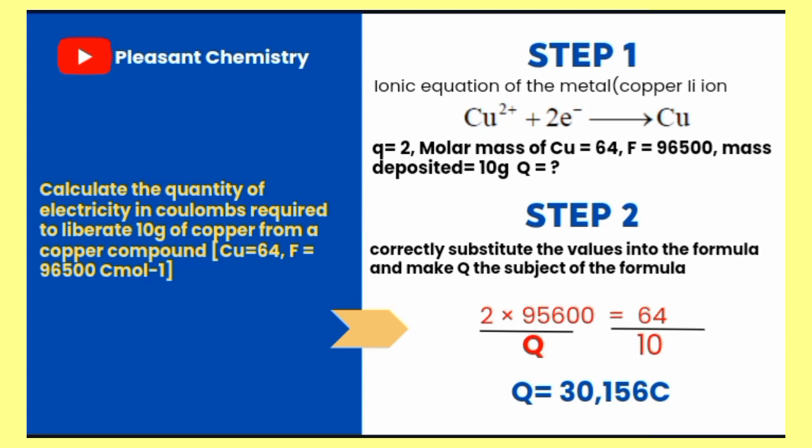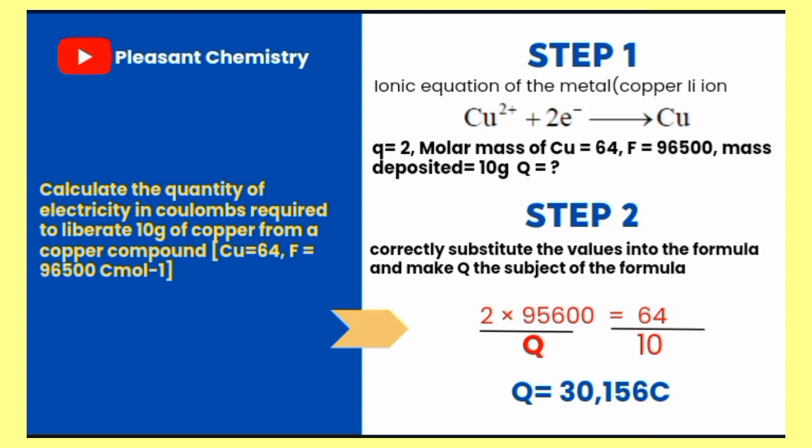Step 1, we are going to write the ionic equation. Actually, when you are solving this in theory, it is important that you write this ionic equation. You know, the charge on copper is what? It is 2 plus, and then we have 2 electrons in order to balance the charge. The number of moles of copper at the reactant side, the left hand side, is 1, and the number of moles of copper at the product side is also 1.